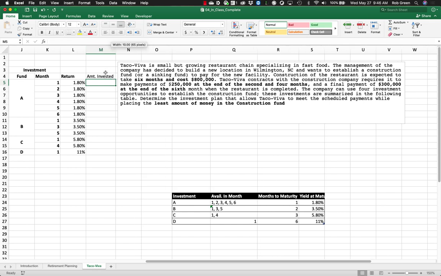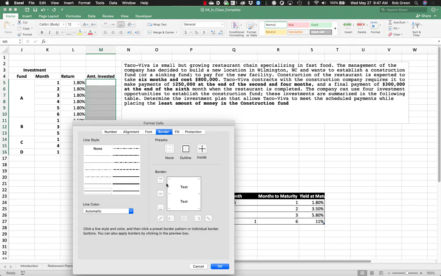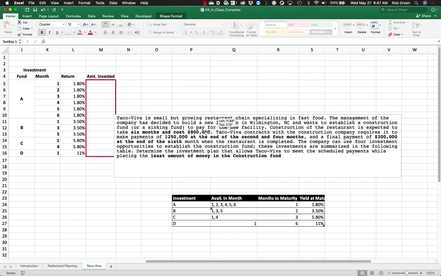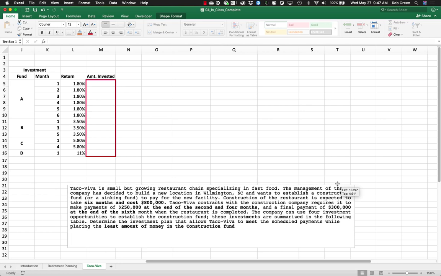Right? So I need to decide the amount invested in each one of these funds. So I'm going to go ahead and mark these down as decision cells, or decision variables, or changing cells. And now we're going to start doing some things over on the right here. I have all this information, so I'm not worried about covering that up. So we have our return, we have our amount invested. So what we want to do is work out our cash flow.